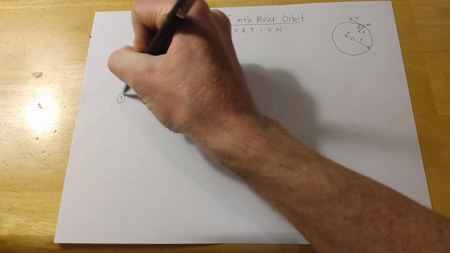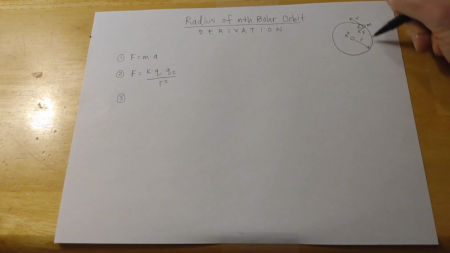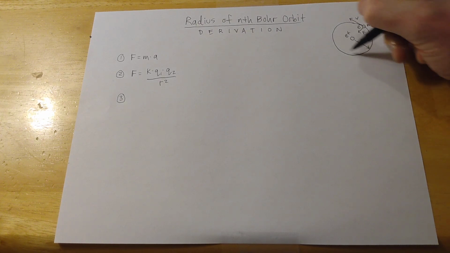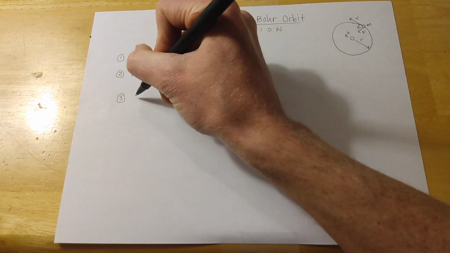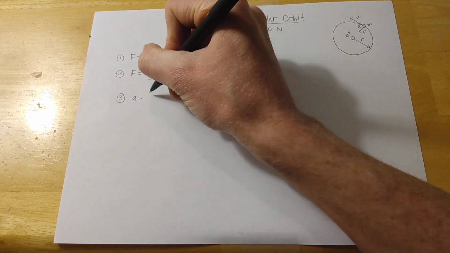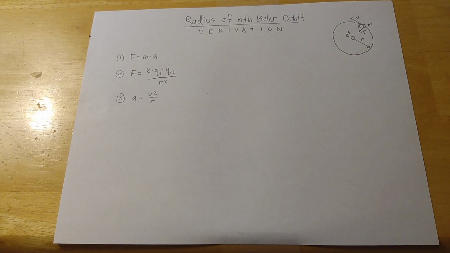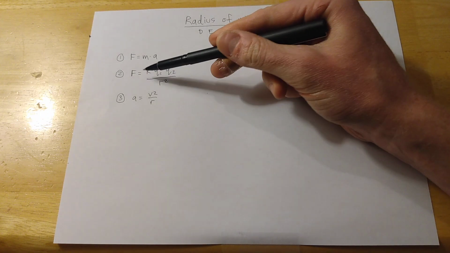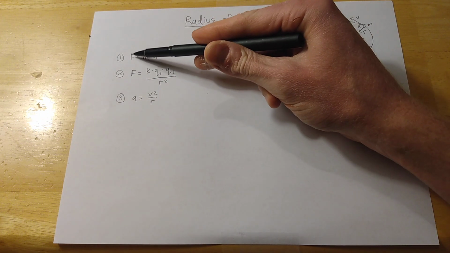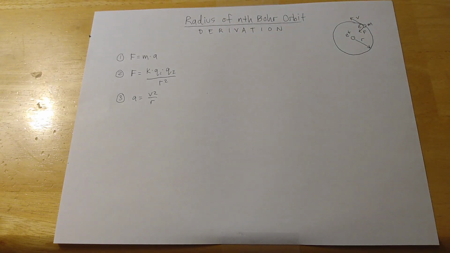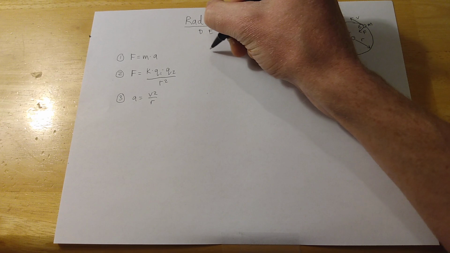And then third, since we do have centripetal acceleration, we're going to use that as our acceleration part for this formula. So right away, you could pause this video and use equations 2 and 3 and substitute for F and a. Assuming that you've taken a moment to do that, we'll do that together right now.